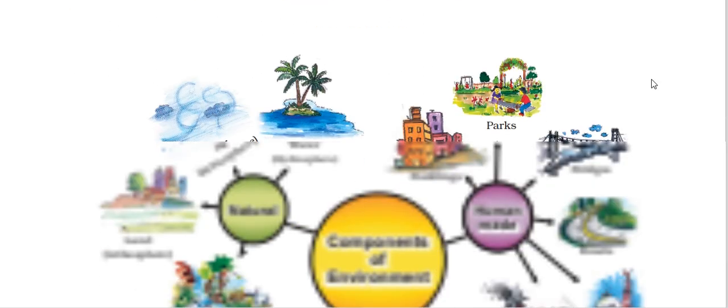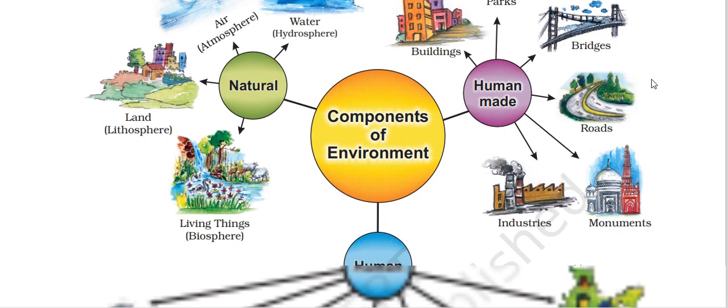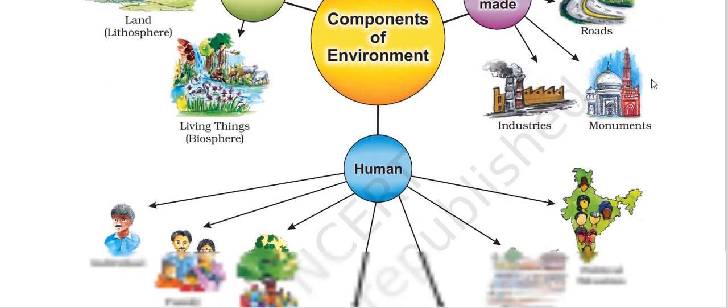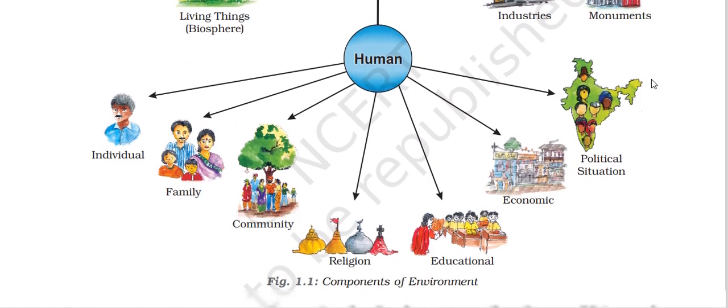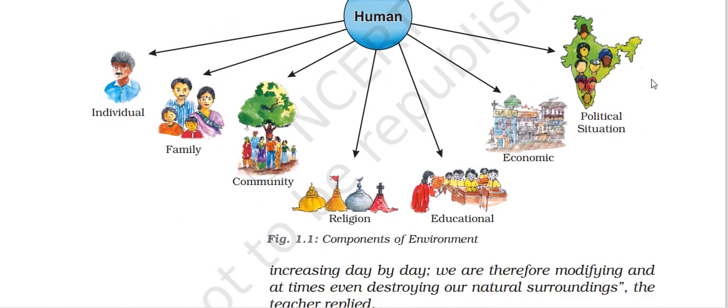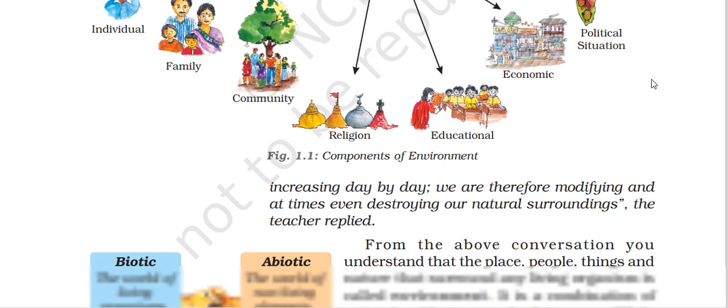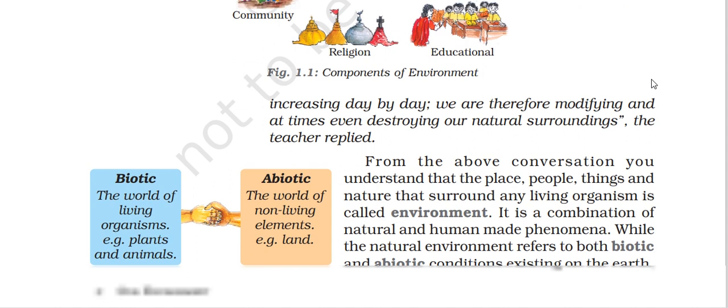Okay. The natural components are land, air, water and living things, that is the biosphere. Human-made components are buildings, parks, bridges, roads, industries, monuments. Let us talk about humans: individual, family, community, religion, educational, economic and political situations increasing day by day. We are therefore modifying, at times even destroying, our natural surroundings, the teacher replied.